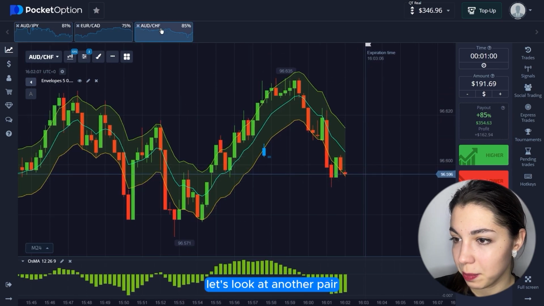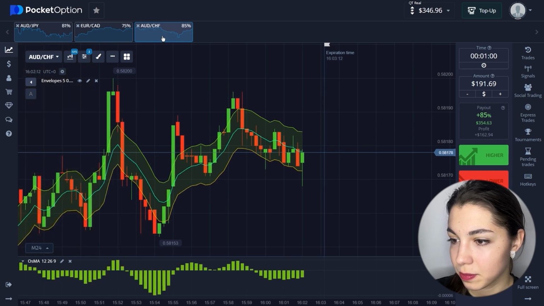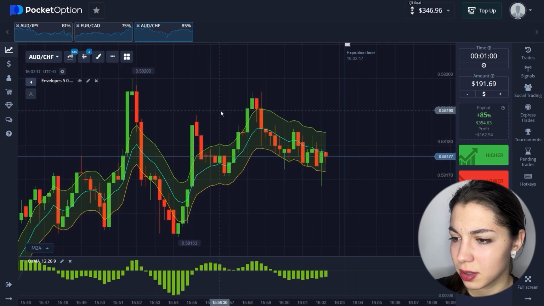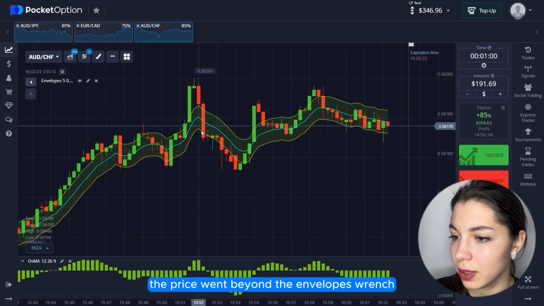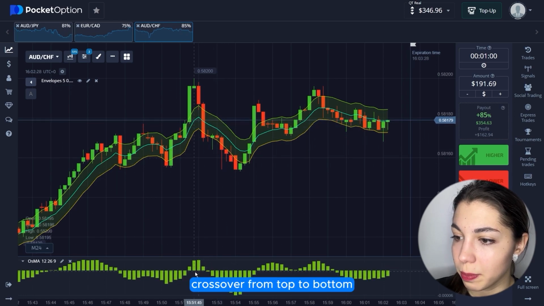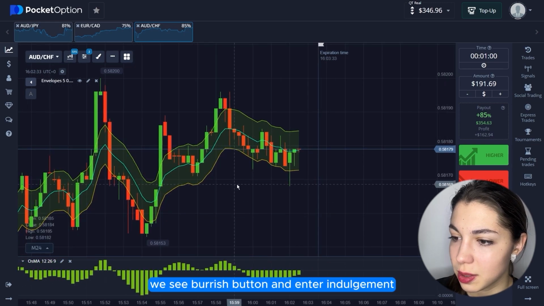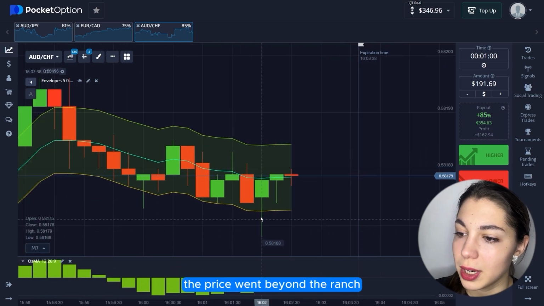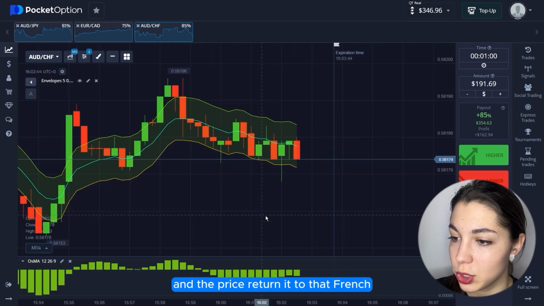Let's look at another pair. Currently, there is a strong downward move here. Very large candles. Let's go through this example again. The price went beyond the envelope's range. The second signal is on the indicator: a crossover from top to bottom. But it's also essential to look at the candles. We see a bearish pattern and enter a downtrend. Look at the long shadow. The price went beyond the range and immediately returned. When it goes beyond the range, we bet on the price returning to that range.